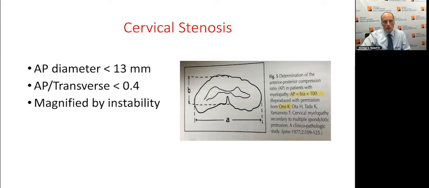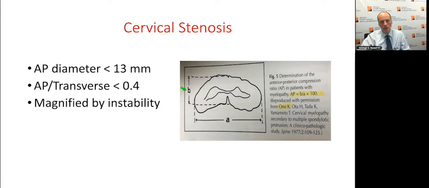This is an image here on the right, which actually shows the spinal cord itself, and this is what it looks like when it's been deformed from all those forces I just discussed with you. The definition of cervical stenosis can be an anterior posterior diameter of less than 13 millimeters, or an anterior posterior length divided by the transverse length of less than 0.4. So that ratio is pretty critical for patients that will go on to progress with myelopathy.